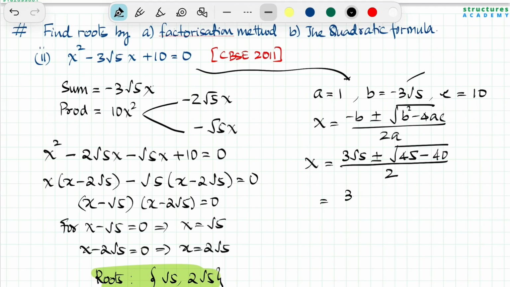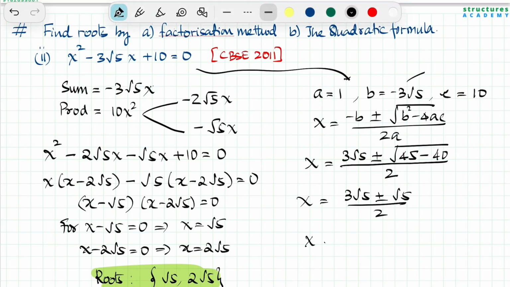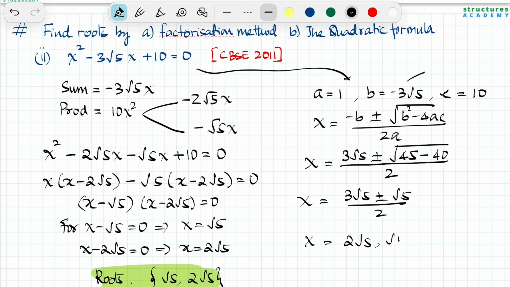So this becomes 3 root 5 plus or minus root 5 by 2. So when you add these two terms, 3 root 5 plus root 5 is 4 root 5 by 2, that's 2 root 5. We can directly write x is equal to 2 root 5. And when you subtract, 3 root 5 minus root 5 is 2 root 5 by 2, which is just root 5. So again the roots here are root 5 and 2 root 5.